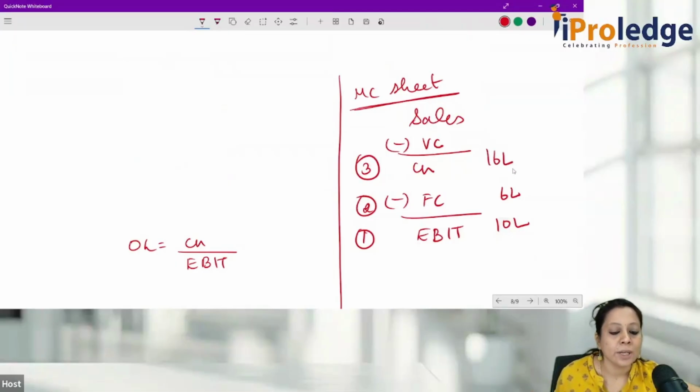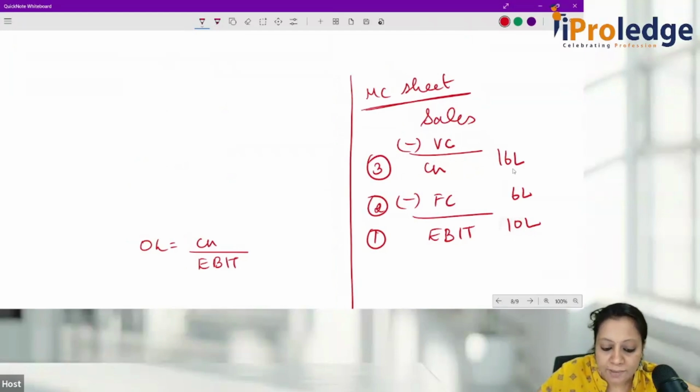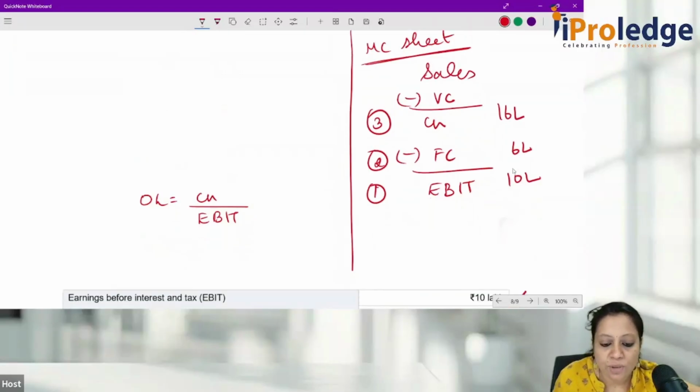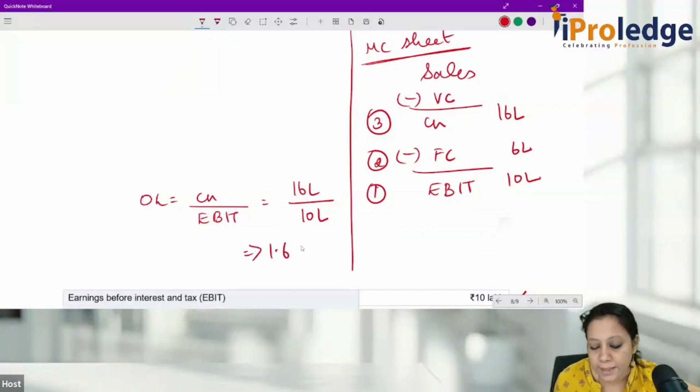I hope everybody has understood. So contribution is found in the reverse direction: EBIT plus fixed cost. So contribution is 16 lakhs divided by EBIT of 10 lakhs, which is 1.6 times. 1.6 times is the operating leverage.